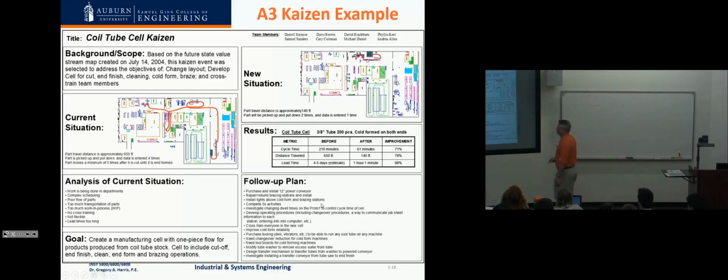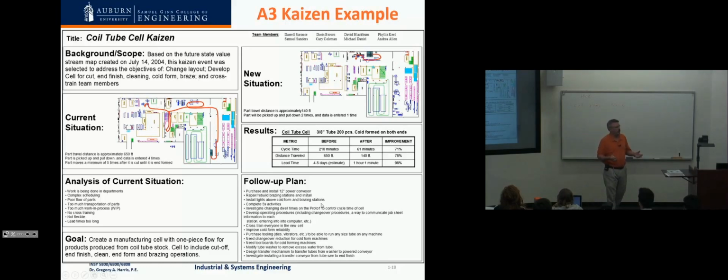But when we talk about the current situation, here's what we did. We showed, here's the layout. This is the path that a coil tube had to go through the plant. So you can see it was making a lot of loops. It was traveling all the way from one end of the plant to the other end of the plant. So we had the analysis of the current situation, what the problems were. We had a goal of creating a manufacturing cell with one-piece flow. And look, here's our new situation, and there's the path that it goes.